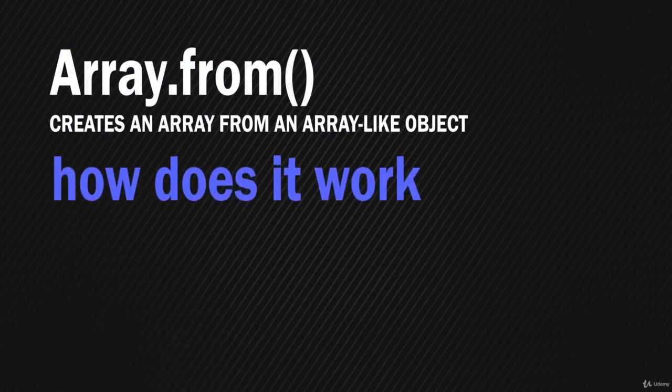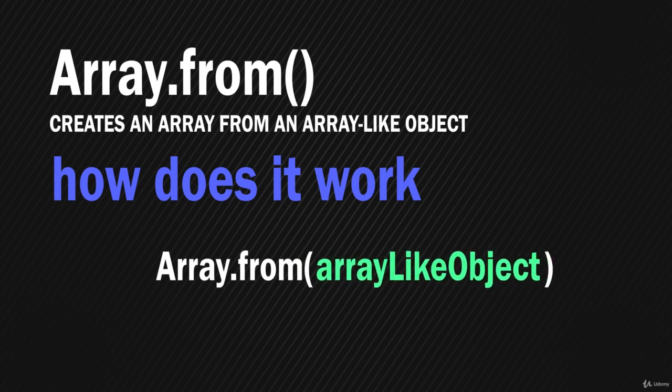Well, it's very easy to access this method. We start off by accessing JavaScript's Array object. We then access the from method, and the from method takes an argument, and its argument is an array-like object. But before we talk more about what it does, let's hop over to the coding editor and start seeing how it works in action.